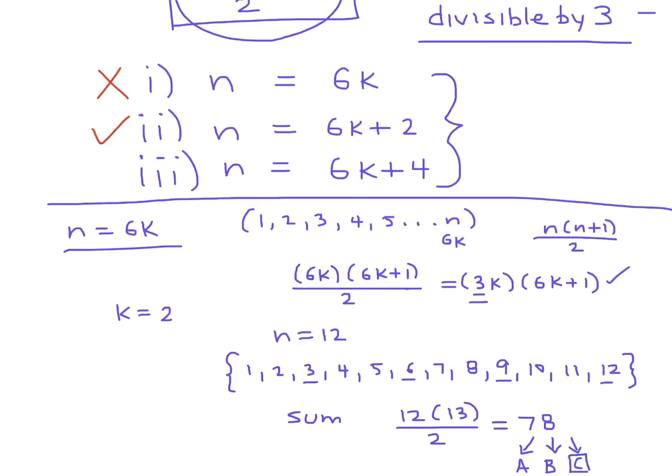And we've got one more worrisome type of n, that's 6k plus 4. Let's see if that works. So we've got to now figure out n is equal to 6k plus 4. Does that work or not?